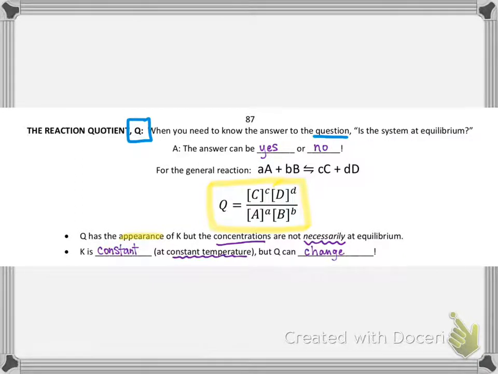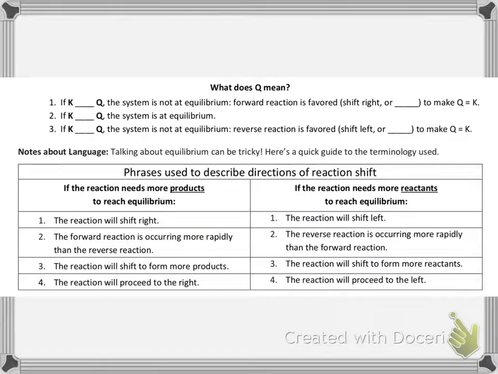The reason we calculate Q is because you can determine by comparing Q to K whether or not the reaction is going to have to make more products to reach equilibrium or make more reactants, or if in fact it already was at equilibrium all along. There is an amazing trick that will always help you remember which way that reaction is going to shift: put K and Q in alphabetical order when you numerically compare them.